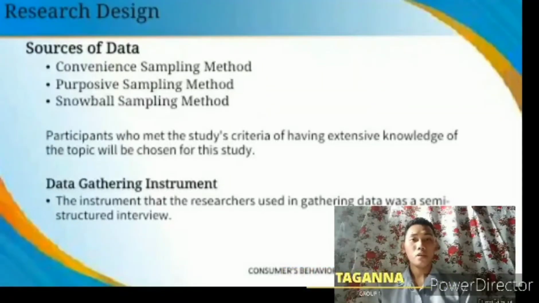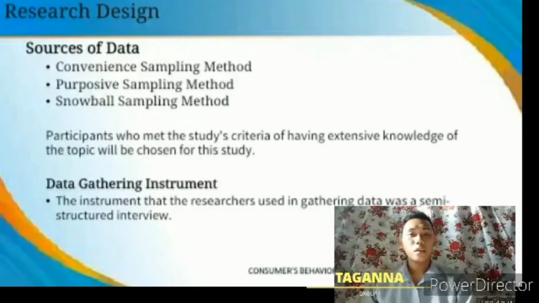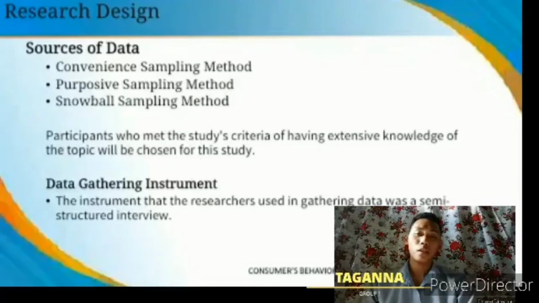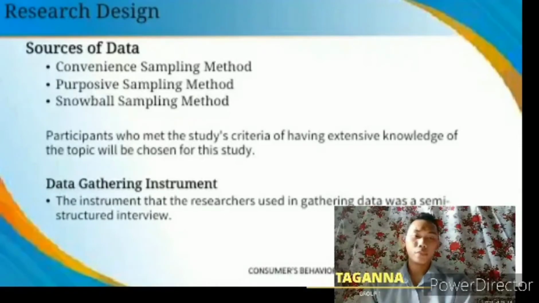Sources of data. The participants having knowledge pertaining to our topic will be chosen for this study. The sampling methods we will use are purposive, convenience, and snowball. Convenience sampling is a type of non-probability sampling in which people are sampled simply because they are convenient in terms of collecting the data. In a purposive sample, a researcher selects a sample based on their knowledge about the study and population. The participants are chosen based on the purpose of the sample and based on the topic chosen.